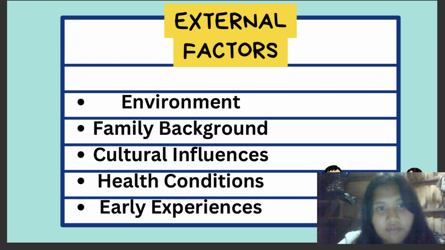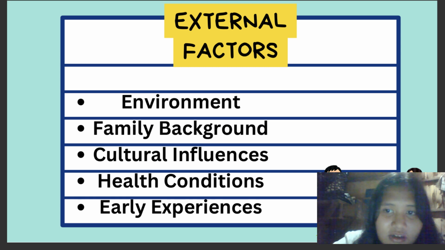Culture can also influence children. For example, a child raised in a culture that emphasizes early independence might begin walking and talking earlier than a child from a culture that encourages more prolonged dependence on caregivers. Cultural expectations can shape the pace and direction of development, influencing how children are nurtured and what skills are prioritized.